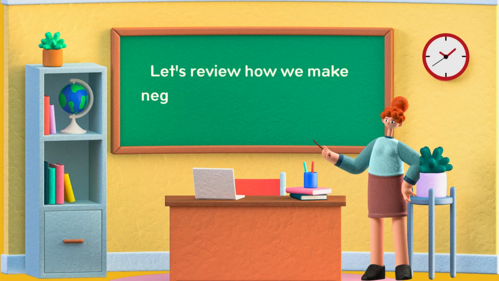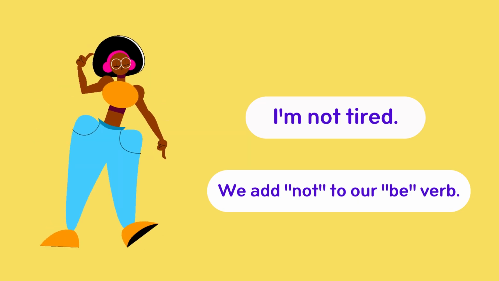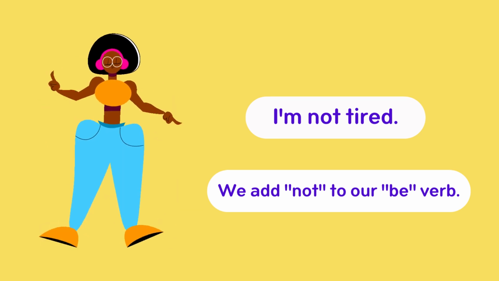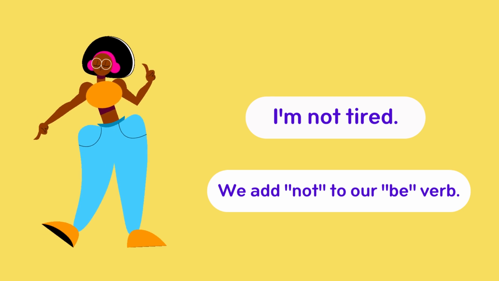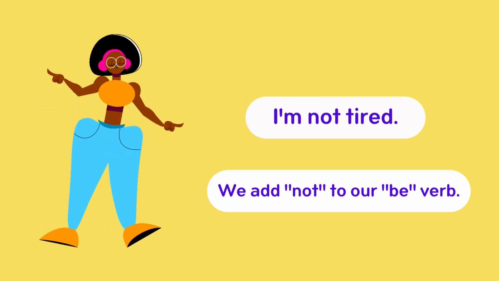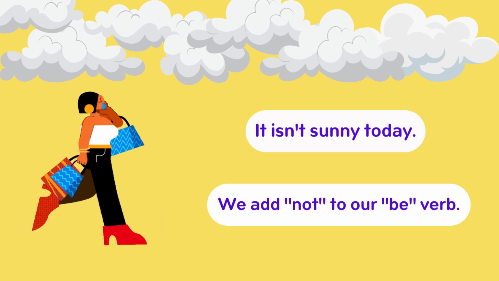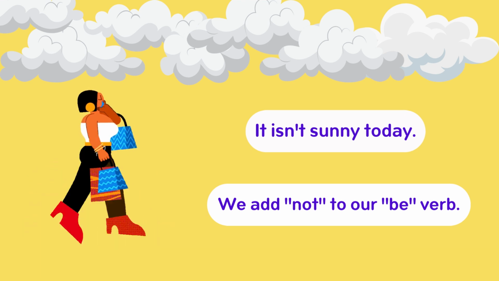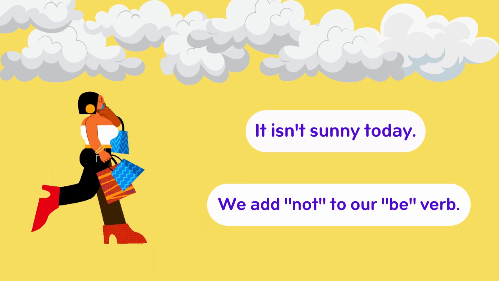In order to learn how to make them negative, first let's review how we make a negative sentence with be verbs. I'm not tired. We add not to our be verb, and this is how we make it negative. It isn't sunny today. Again, we add not to our be verb, and this is how we make it negative.